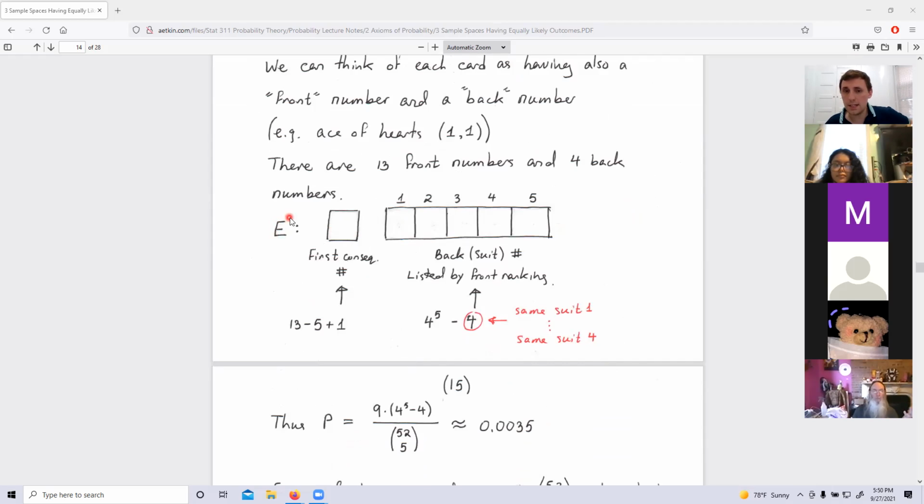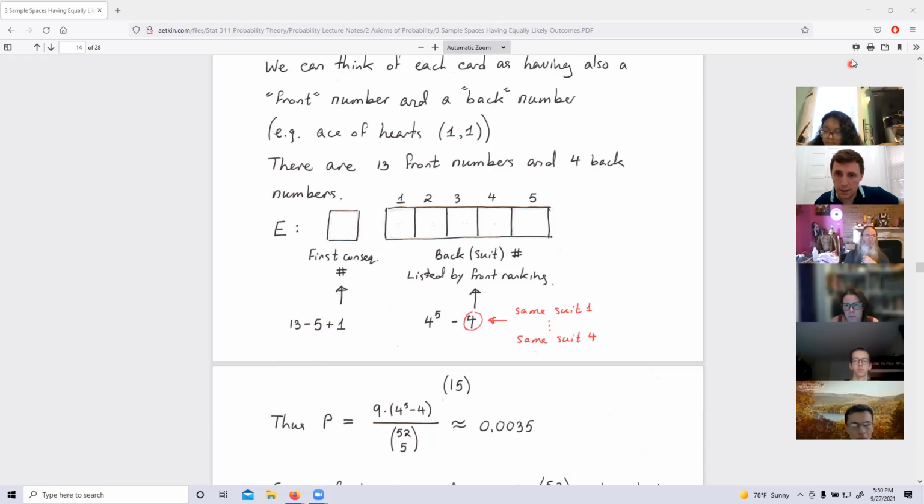E is the successful universes where I drew a straight. So what's the situation? The situation is that I'm allowed to place here any first number, and there are 13 numbers in total. So the first number is 1 or 2 or 3, and the total numbers I can place is 13 minus 5 plus 1, or 9 numbers, if I understand it correctly. Yes? You understand why I do this, guys?